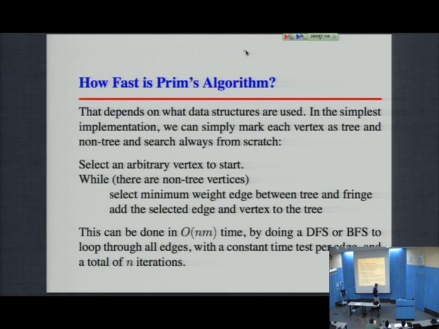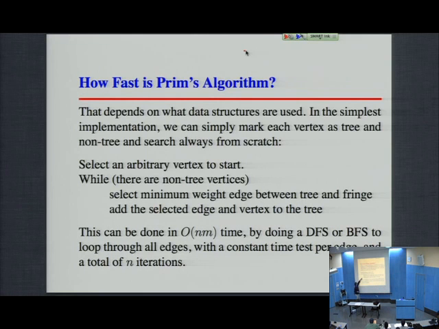If that's true, what I'm going to tell you is that there is actually a faster implementation. For us to do this faster, we're going to have to do a faster job identifying what the minimum weight edge is between the tree and the fringe. Does everybody kind of see that? We're still going to have to make n iterations.